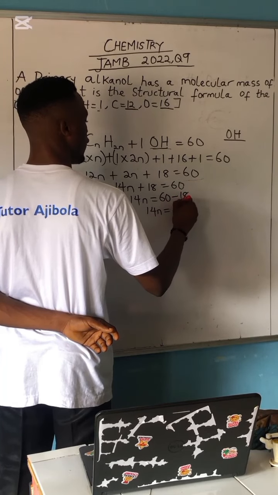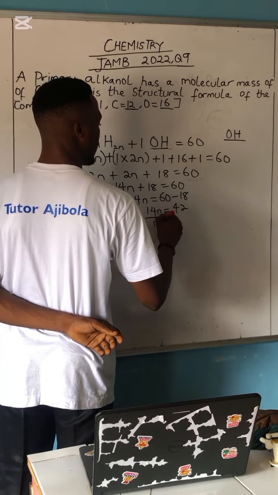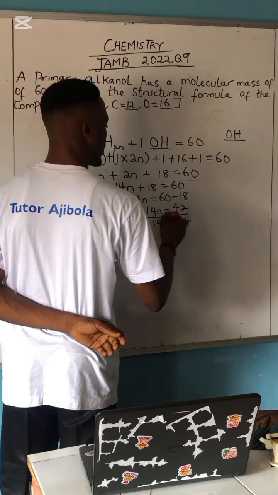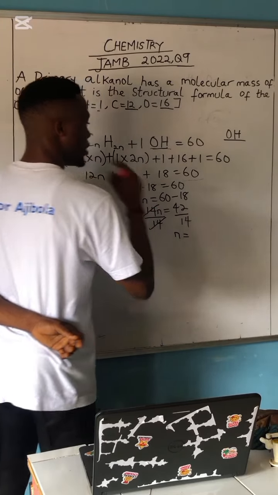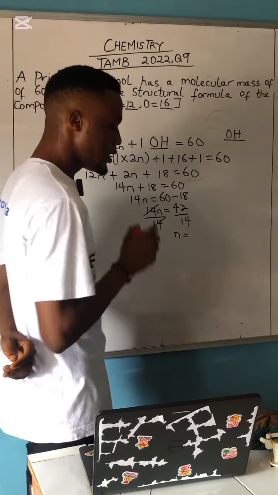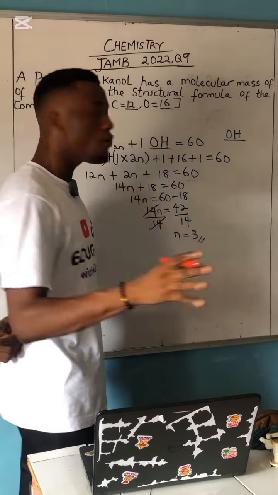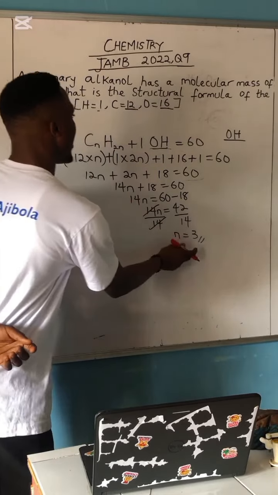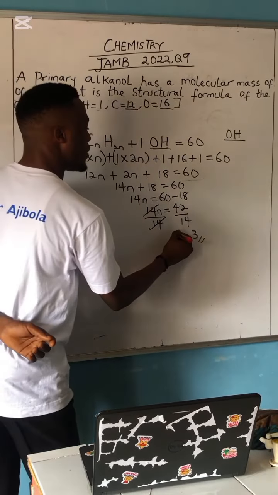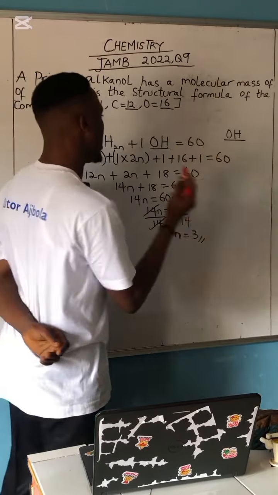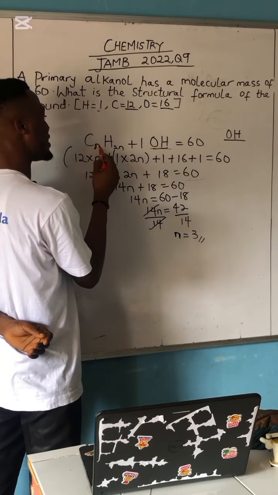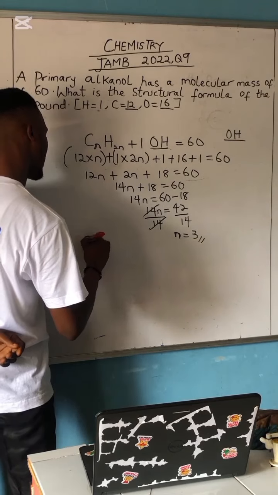14n would give us what? 42. I will divide both sides by 14. Divide both sides by 14. So n now is equal to what? So 42 divided by 14, that should be 3. Right? So now we are not done. Then we are now coming back here. So it means that wherever we have n or wherever we find n, we are inputting or inserting it to be what? 3.